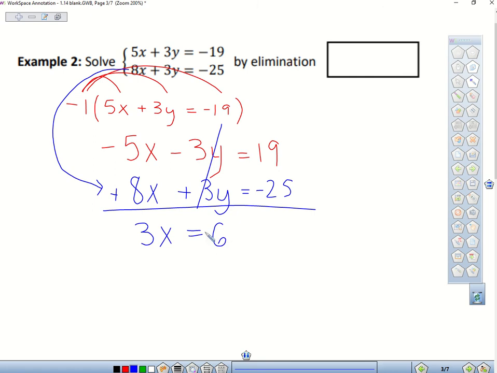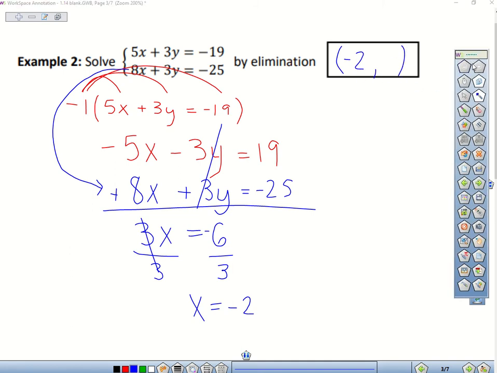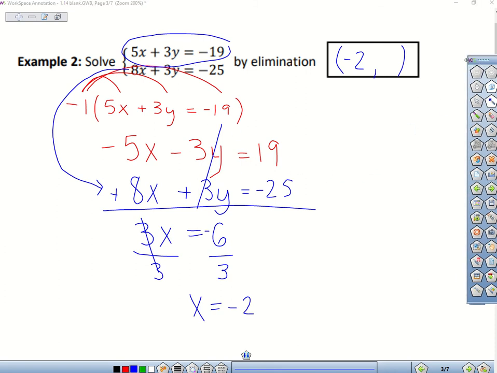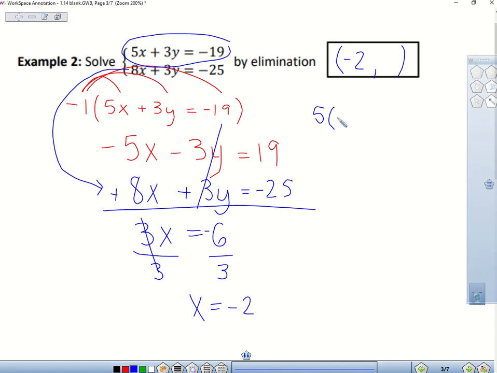-6. Yeah, -6. There we go. So then I'm going to divide both sides by 3. And that's going to give me x equals -2. So now I have x, and now my goal is to find y. So you can pick either equation to plug the x back into to obtain the y. So I just happen to pick the first one, but either one would work correctly here.